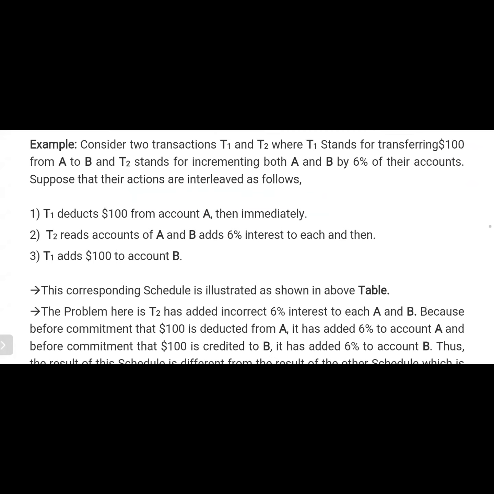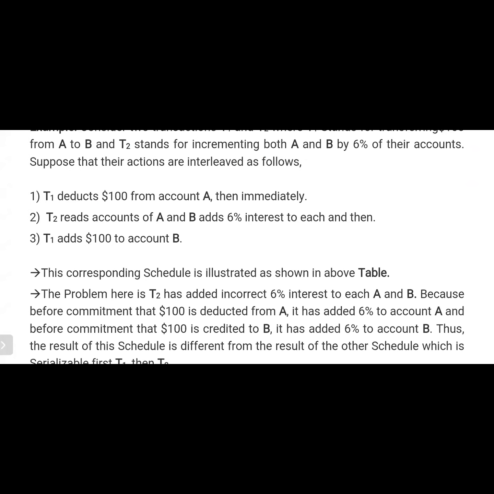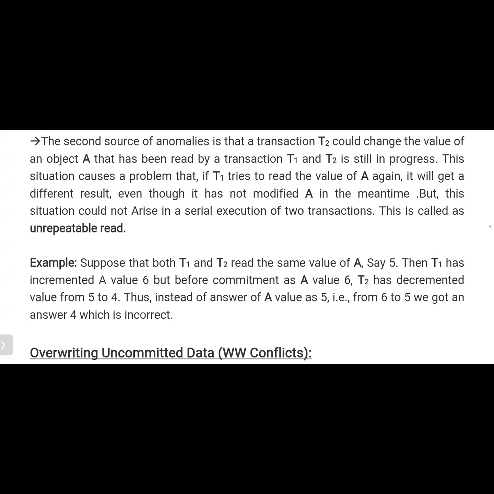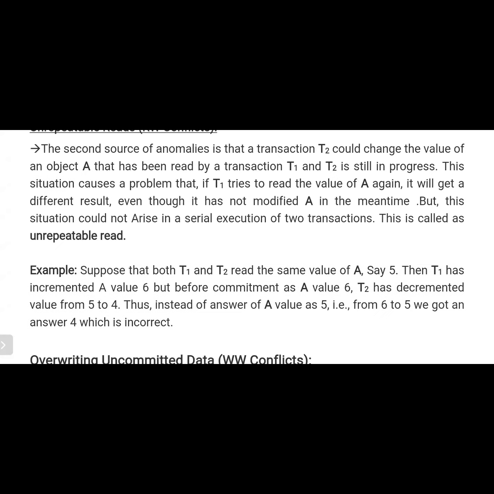Next, we discuss another topic, which is the read-write conflict. The previous one was the write-read conflict. Here, T1 is performing the read operation and T2 is performing the write operation. The second source of anomalies is that transaction T2 could change the value of the object A that has just been read by transaction T1. Initially transaction T1 performs the read operation on a particular data item, and at the same time T2 performs a write operation on the same data item. That type of problem is referred to as a read-write conflict.